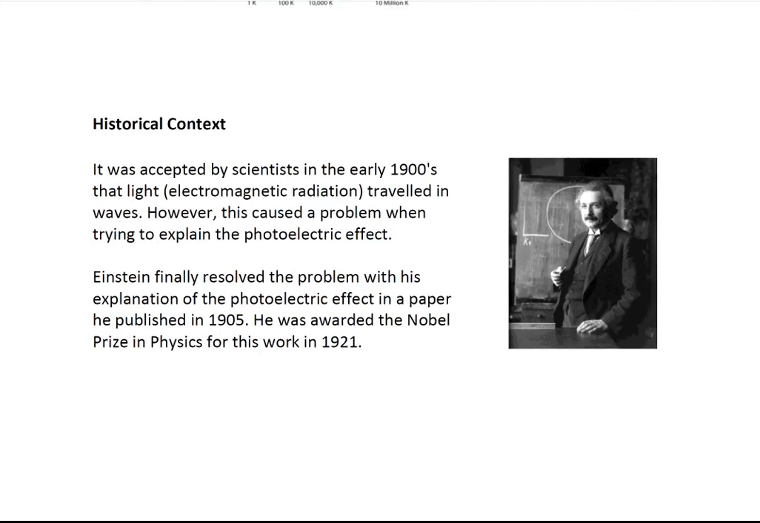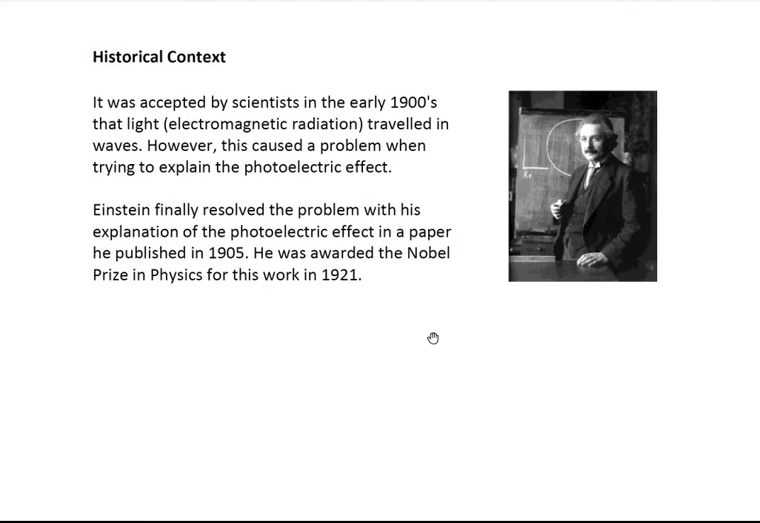Now we must set some historical context as well. It was accepted by scientists in the early 1900s that light traveled in waves. Now, when I say light, I mean visible or invisible light, in other words, the whole electromagnetic spectrum. And so it had been proven by experiment at this stage that light travelled in waves.